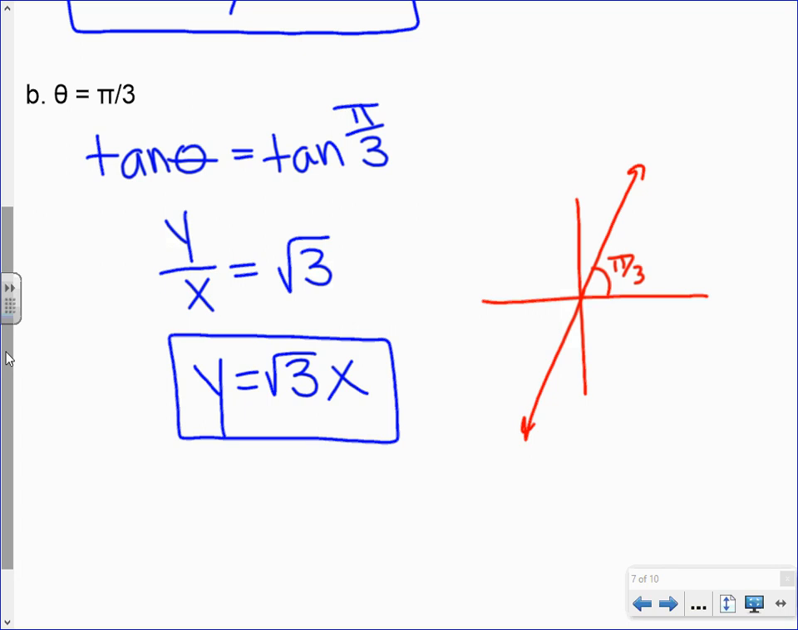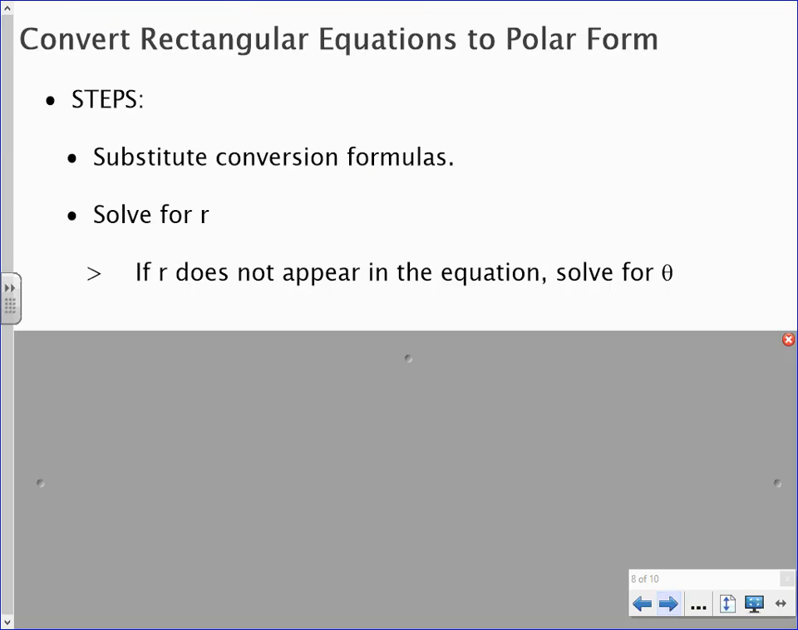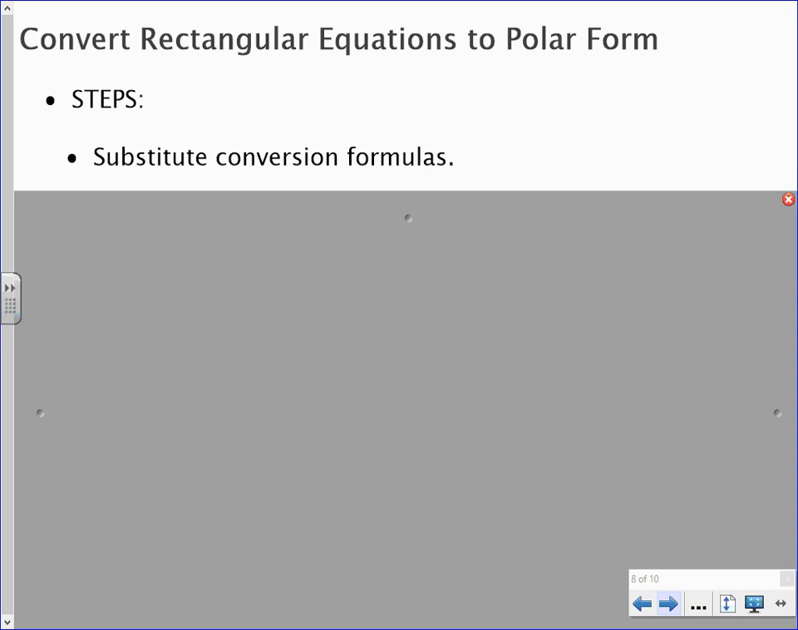Now, when we're converting the other way with our equations, we do have a more systematic way of doing it. When we have polar equations, we have to be creative in order to make the substitutions. However, when we have a rectangular equation, we know what x and y are, right? And so at the very least, you can plug in x equals r cosine theta and y equals r sine theta.